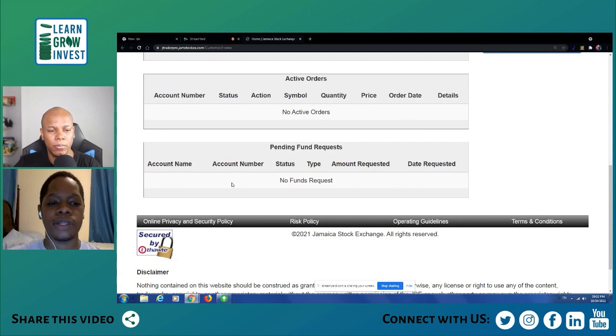Same for the funding requests. It can be a fund out or fund in. And this matters because it lets you know if your advisor, your broker, has actually done their part to approve the funding to you, or has not actually processed the request.